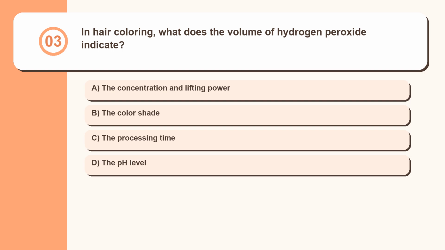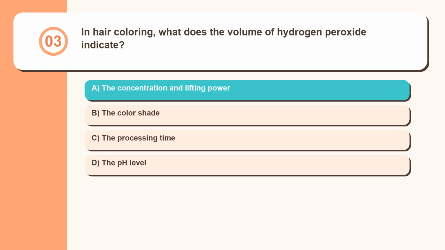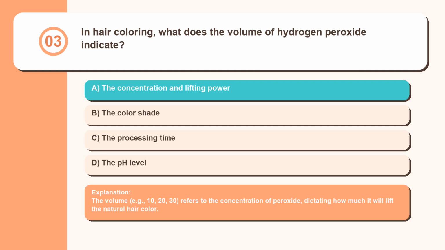Question 3. In hair coloring, what does the volume of hydrogen peroxide indicate? The concentration and lifting power, the color shade, the processing time, the pH level. The volume, example 10, 20, 30, refers to the concentration of peroxide, dictating how much it will lift the natural hair color.